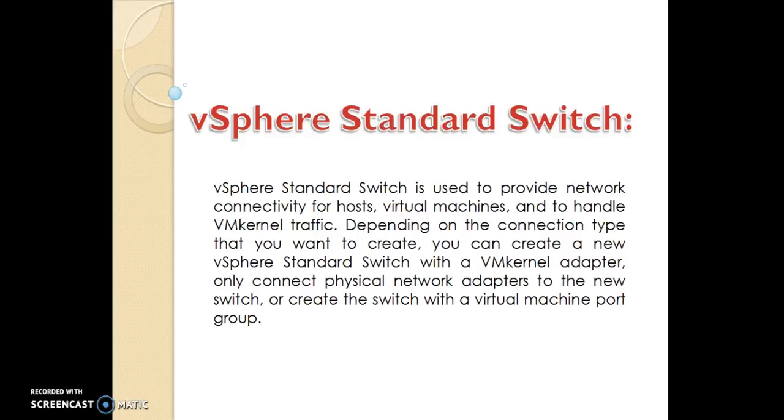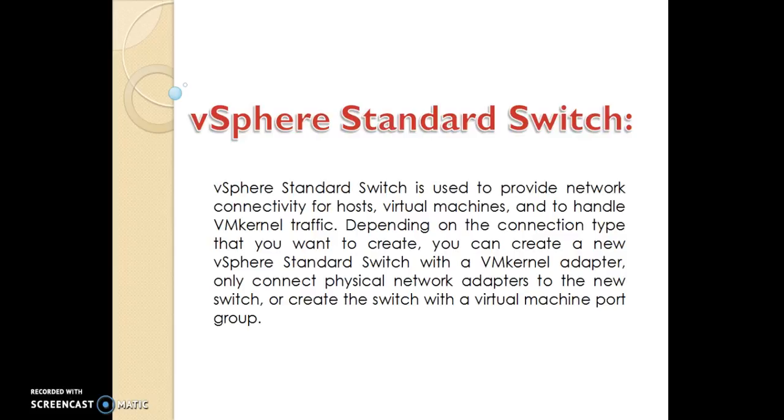VMware standard switch is used to provide network connectivity for hosts and virtual machines, and to handle VMkernel traffic. Depending on the connection type that you want to create, you can create a new VMware standard switch with a VMkernel adapter, or you can create the switch with a virtual machine port group.